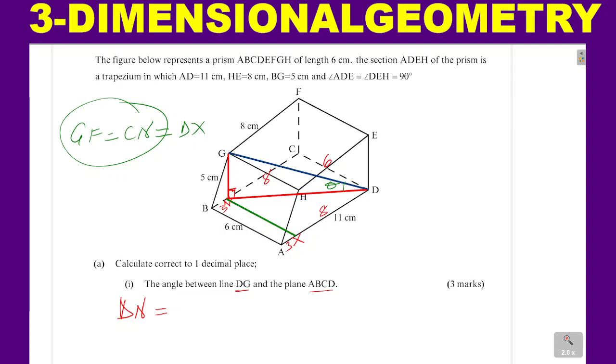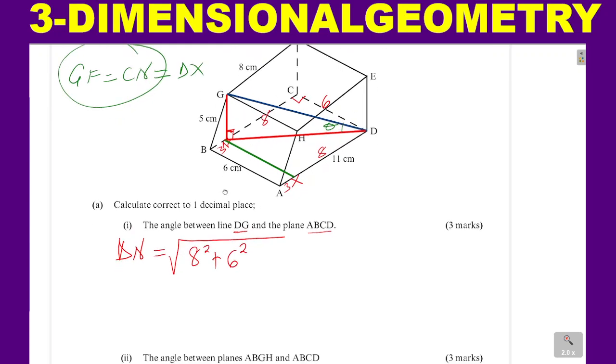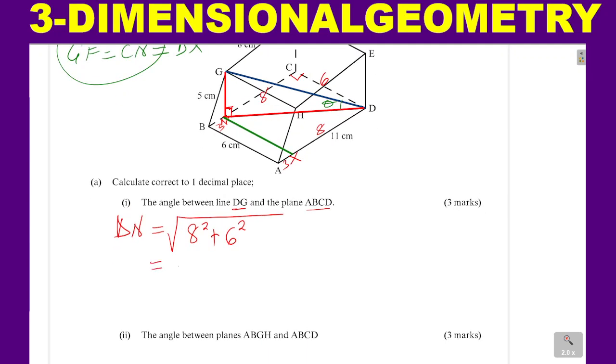Let's calculate DN. To get DN, we consider triangle NCD. It is right-angled here, so DN is the hypotenuse. To get the hypotenuse, we simply need 8 squared plus 6 squared. This gives the square root of 64 plus 36, which is 100, and this gives 10 centimeters. So we have DN as 10 centimeters.